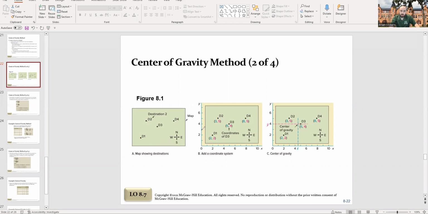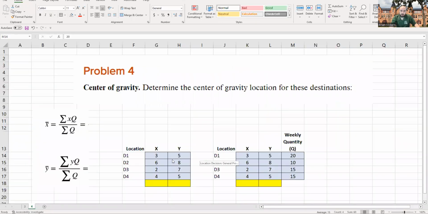This is your X coordinate. This is your Y coordinate. And then this is at 2, 2. This is at 3, 5, and so on, right? So once you've applied all of those, I then average out all of the X's, average out all the Y's, and the average of each of those becomes my XY coordinates for where I should build my new facility.